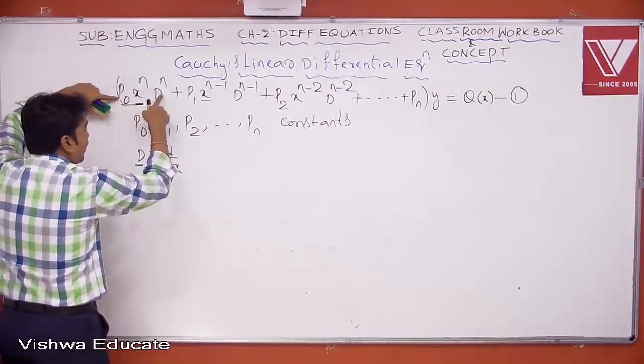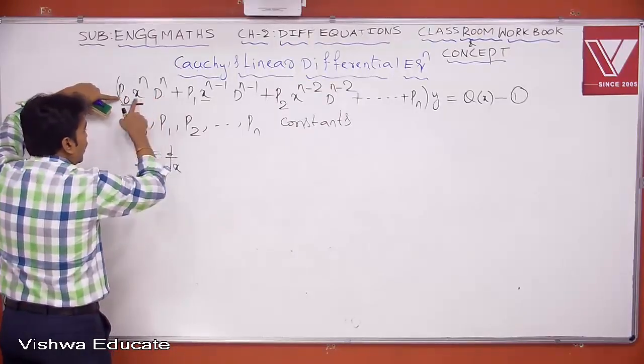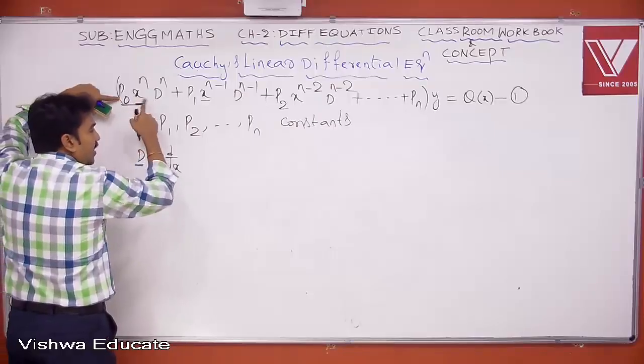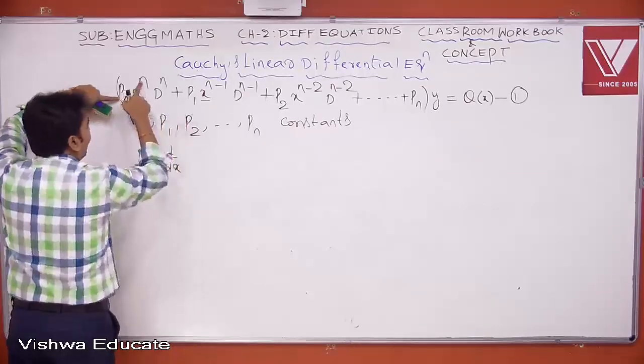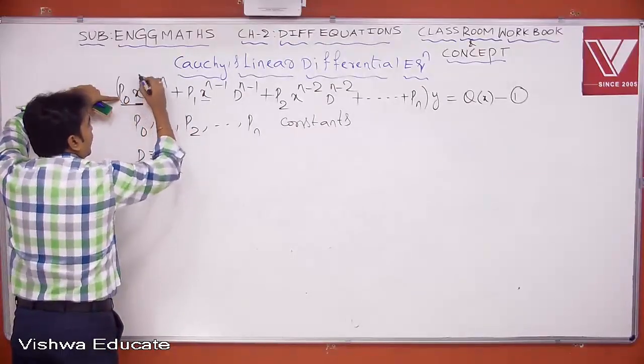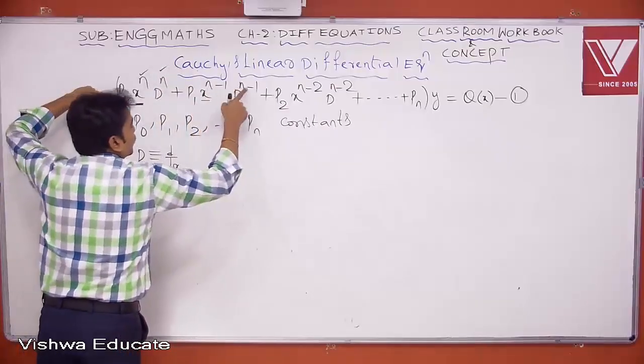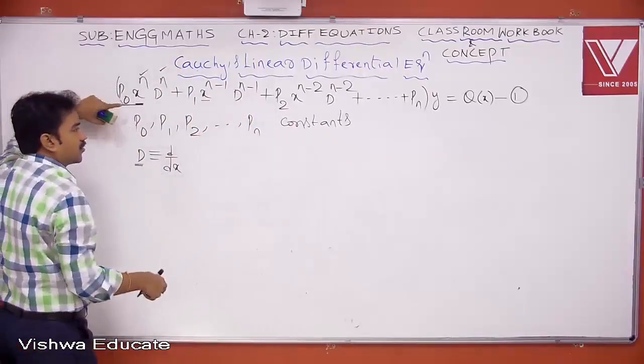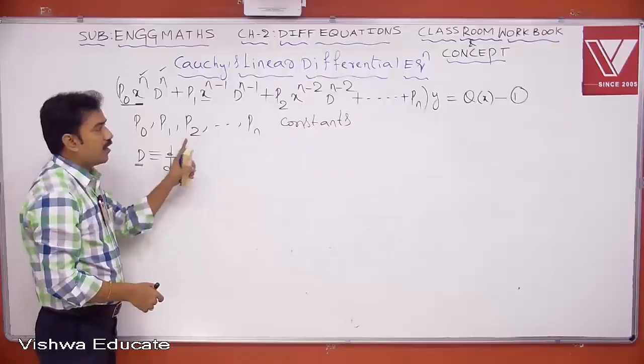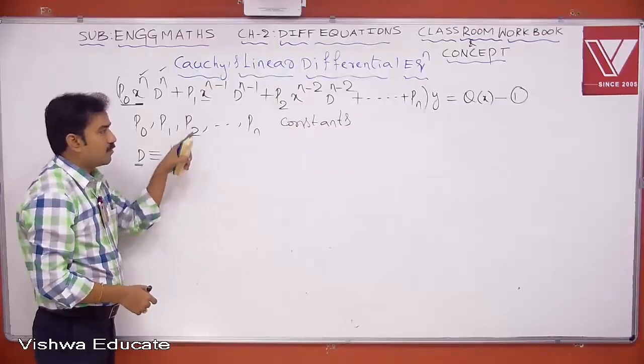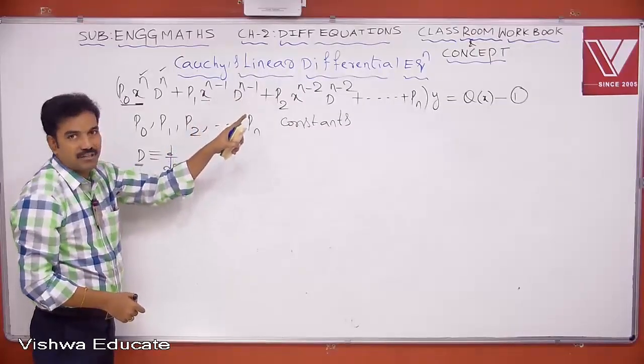Now between p values and differential operators, we have powers of x. One interesting point in equation 1 is that powers of x and powers of d are the same. This is n, n minus 1, n minus 1, n minus 2, n minus 2, and so on. So whenever the equation is like this, such equations are called Cauchy's linear equations.